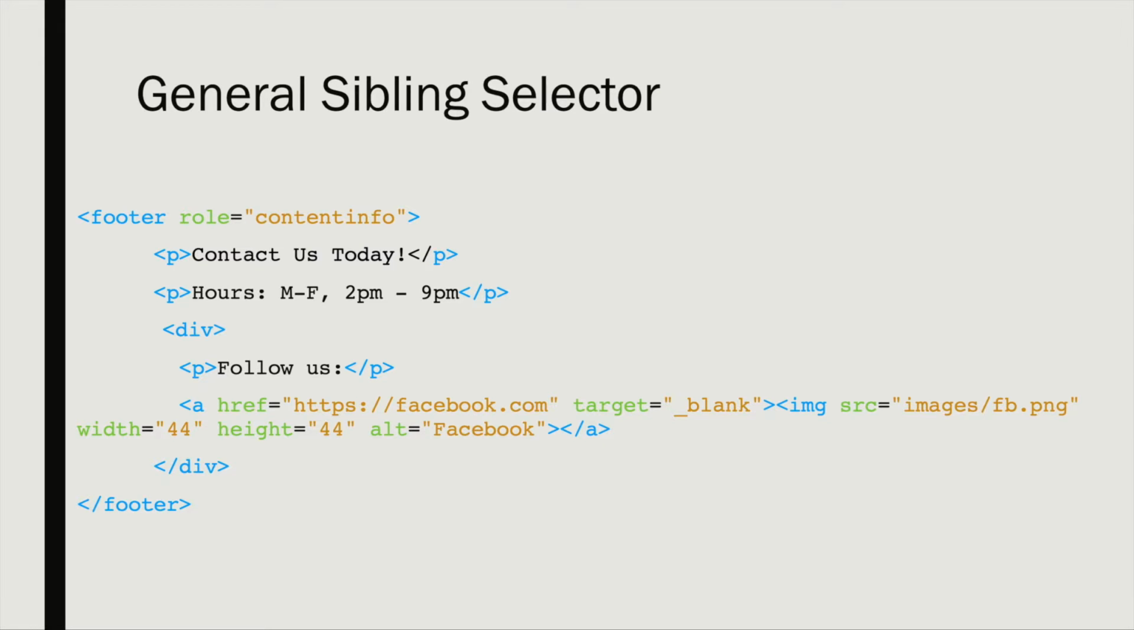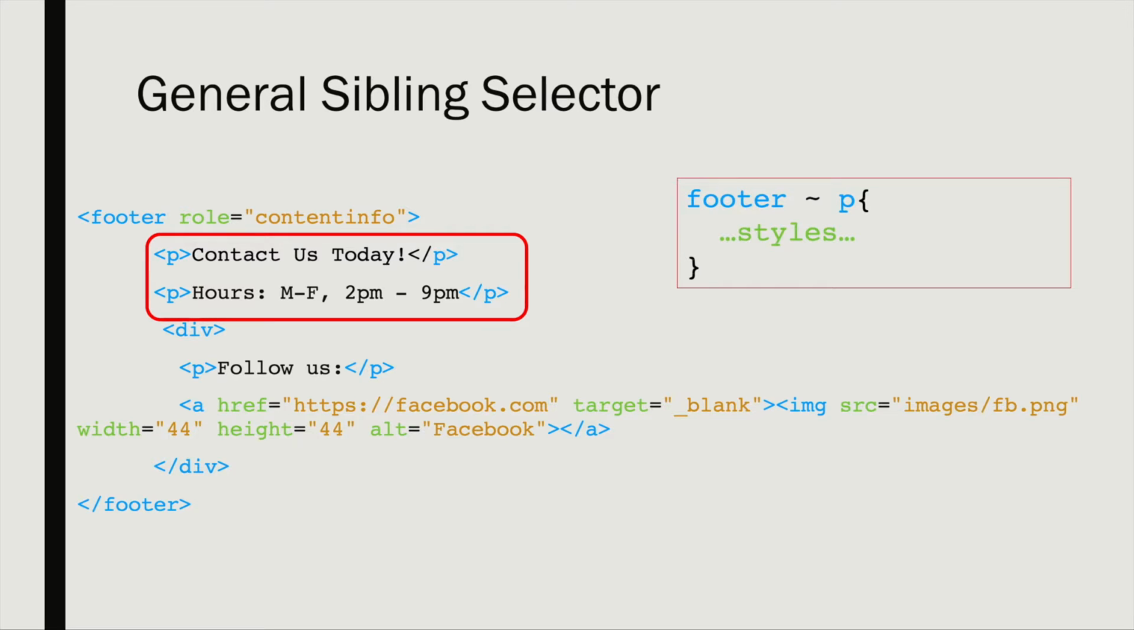If you want to have a general sibling selector, this is basically saying that I want to stylize all the p tags, but not the other p tags that are inside other elements. I can use the tilde, so footer, then tilde, then p. For those that aren't familiar with the Spanish language, the tilde is a little squiggly line located right next to the 1 key. By saying footer and then tilde and p, we're specifying the p tags inside of footer, but not the p tags inside other elements inside of footer.